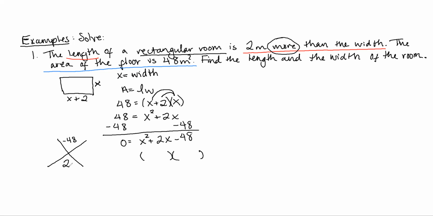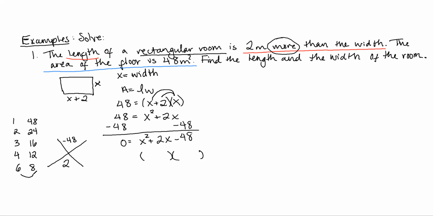So remember, for these, you can always list out your factors of 48. So we have 1 and 48, 2 and 24. 3 goes into it 16 times. 4 goes into it 12 times. 5 doesn't go into it, but 6 goes into it 8 times. And then 7 doesn't go into it, and we're back to the middle there.